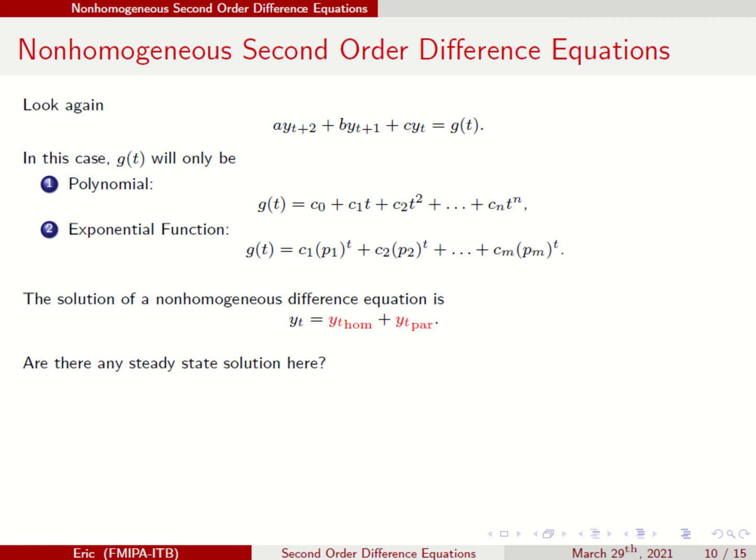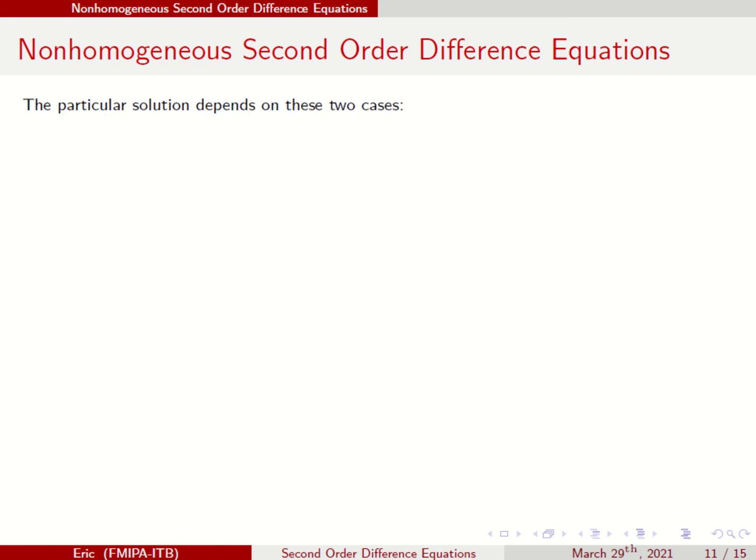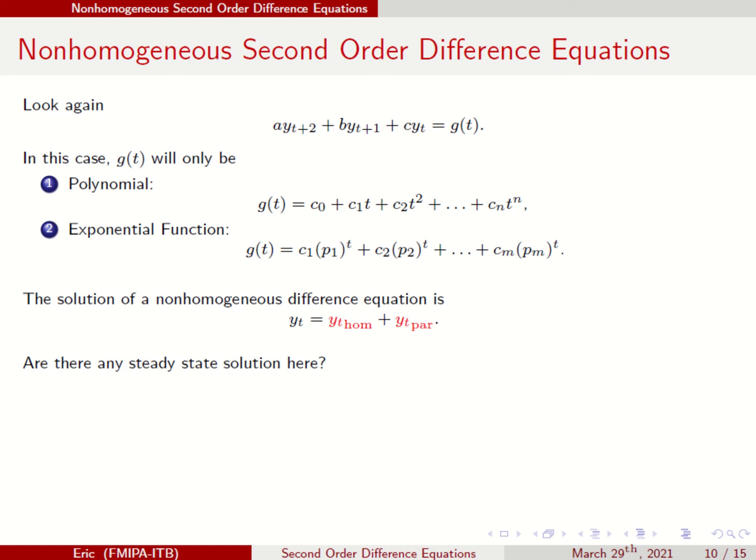So the solution of a non-homogeneous difference equation consists of yt equals yt homogeneous, so you should seek the homogeneous solution first, plus the yt particular. Are there any steady-state solutions here? The steady-state solution is included in this yt particular solution. The particular solution depends on these two cases. Don't forget, this is the yt particular, or we usually call it the general solution.